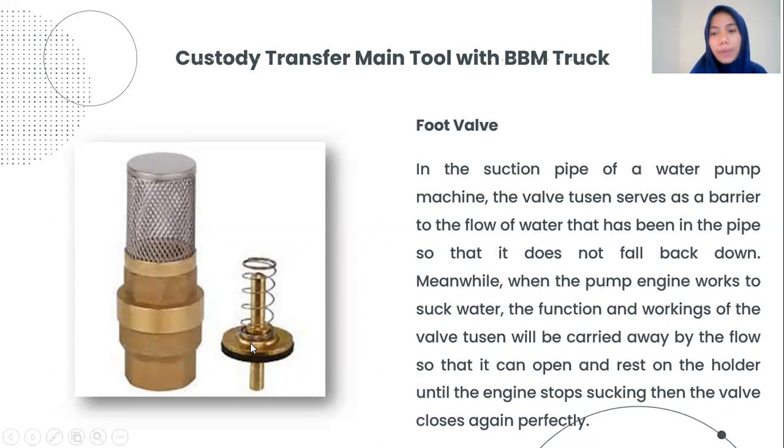In the suction pipe of a water pump machine, the foot valve serves as a barrier to the flow of water that is in the pipe, so that it doesn't fall back down. Meanwhile, when the pump engine works to suck water, the foot valve will be carried away by the flow, so that it can open and rest on the holder until the engine stops sucking. Then the valve closes again perfectly.